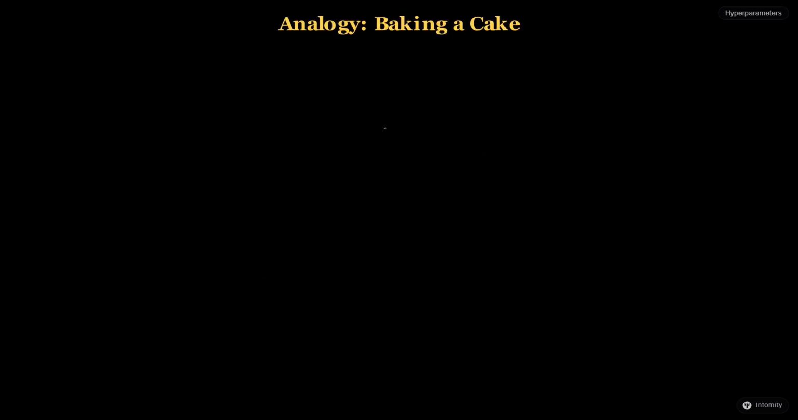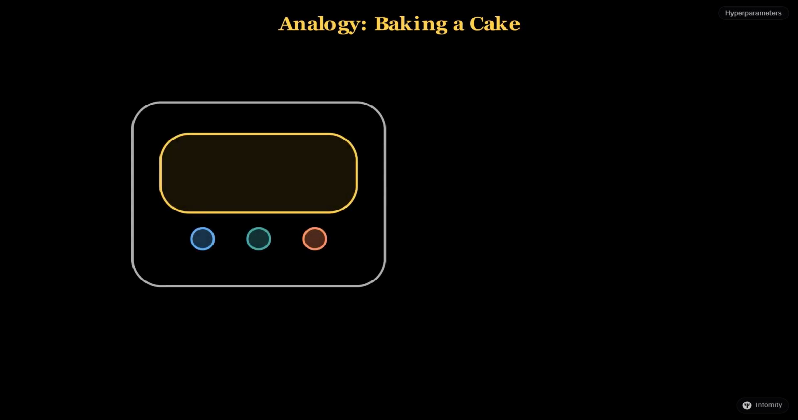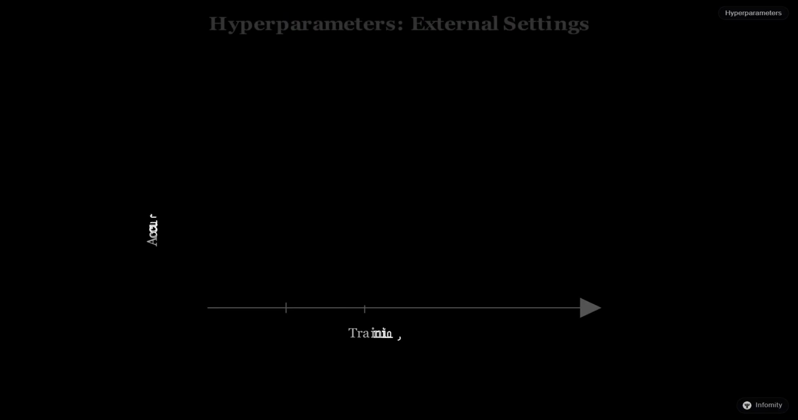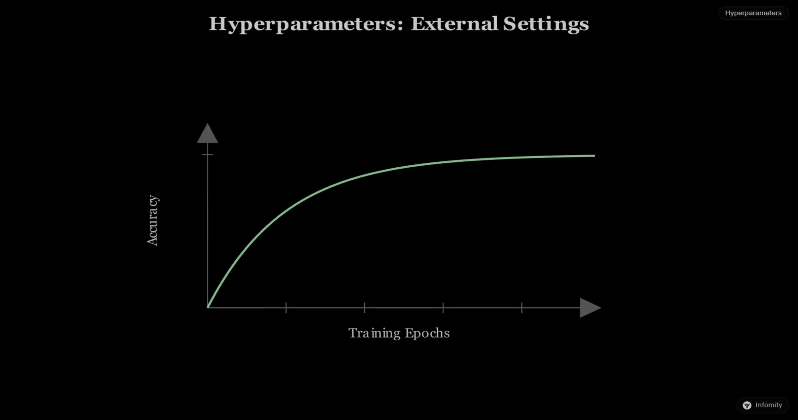Think of it like baking a cake. Before you ever touch the flour or eggs, you must decide on the oven temperature and the bake time. These are your hyperparameters, the external settings that dictate the environment where learning happens.